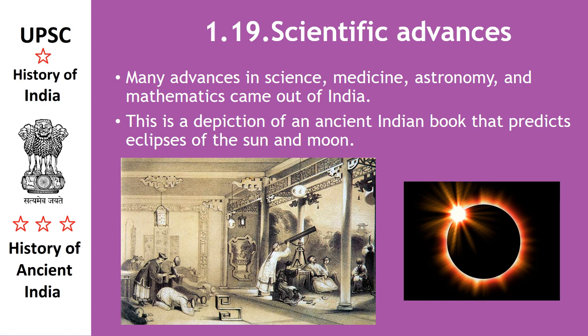Scientific advances. Many advances in science, medicine, astronomy, and mathematics came out of India. This is a depiction of an ancient Indian book that predicts eclipses of the sun and moon.